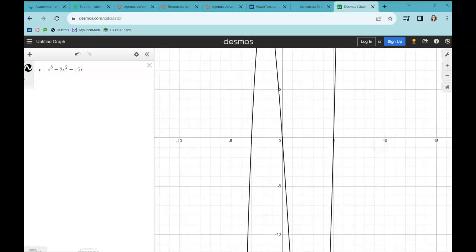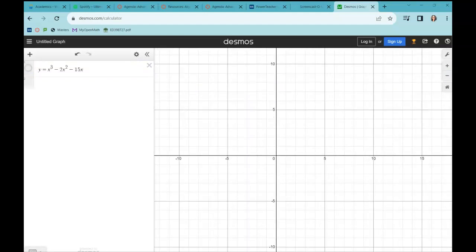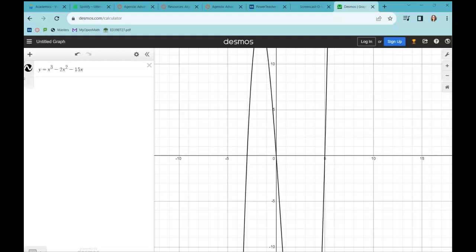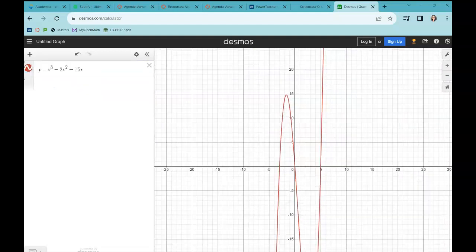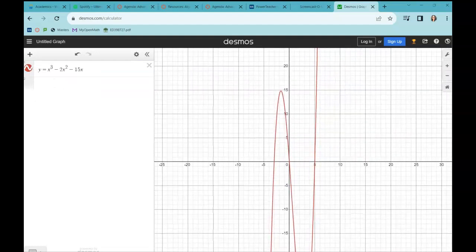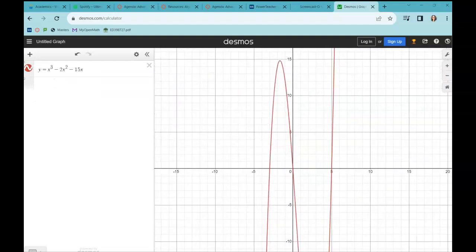I'm going to zoom out so you can kind of see this one. Let's change the color so it looks just a little bit easier. Is it going to let me? There we go. All right, this cubic function crosses the x-axis at 3 spots, negative 3, 0, and 5. So I do have 3 answers because it's an x cubed function.